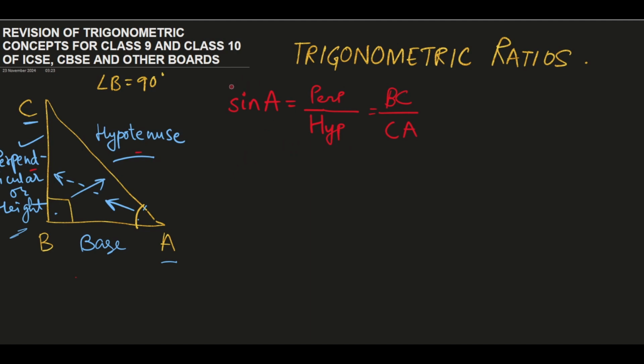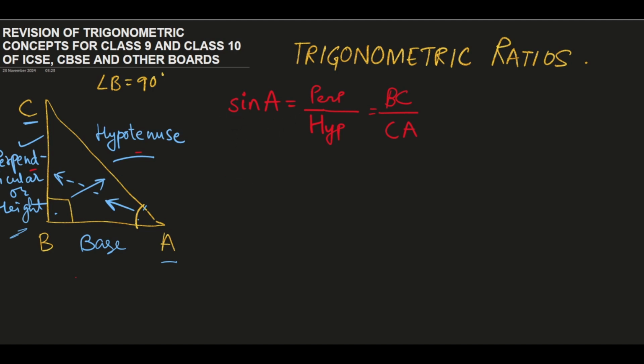Now how to pronounce this? Many students pronounce it as sin A. Let me tell you that this is not sin A, this is sine A. Write the complete name. It will be S-I-N-E and then A. So we don't include this E here. So obviously this is called sine A. Okay, let's move ahead.